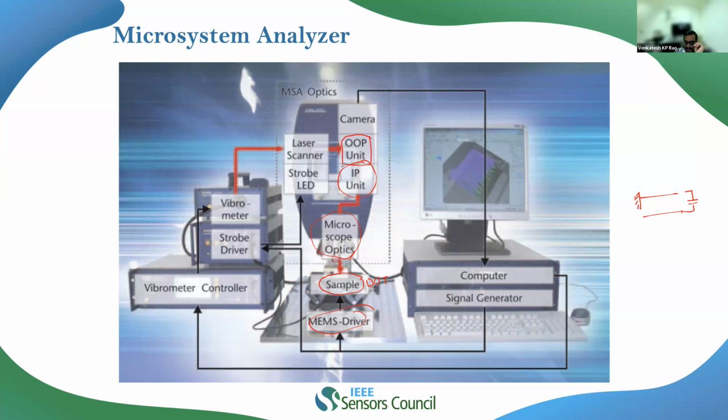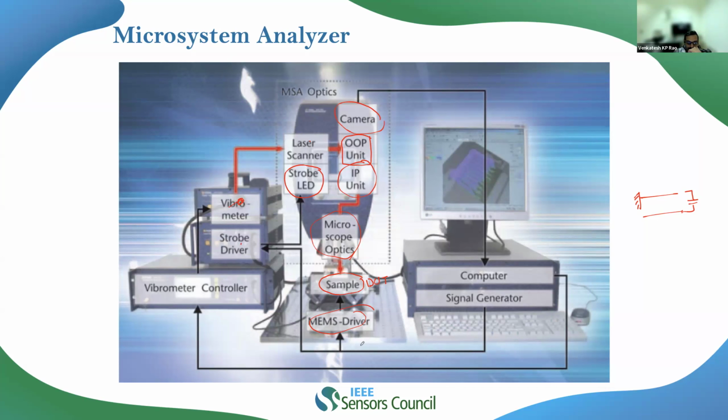On the other hand, if there is in-plane motion of the structure, then this will be measured with the help of the stroboscopic effect, wherein we make use of a strobe LED and flash light, and we capture regular images at regular intervals of time. And of course, we do have a camera to capture the images. Here we have a laser scanner, which is connected to the vibrometer, and the strobe driver is connected to the strobe LED.